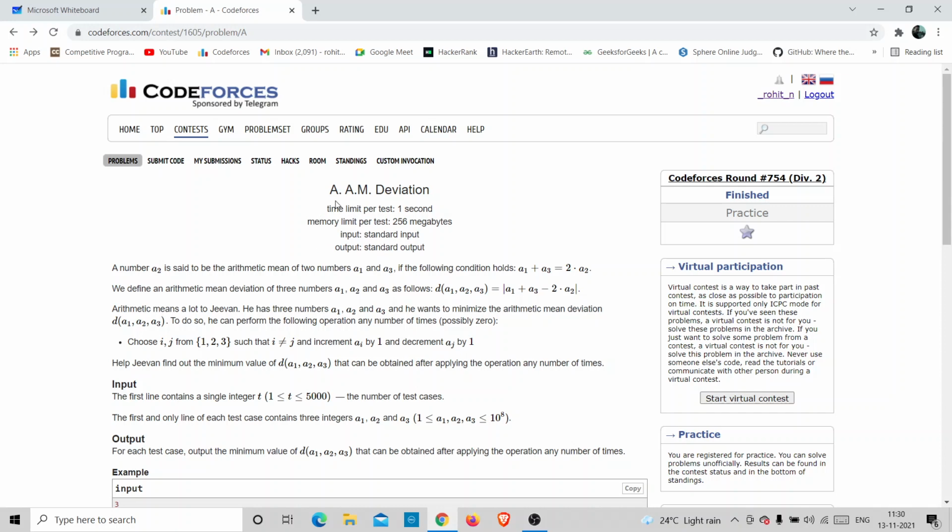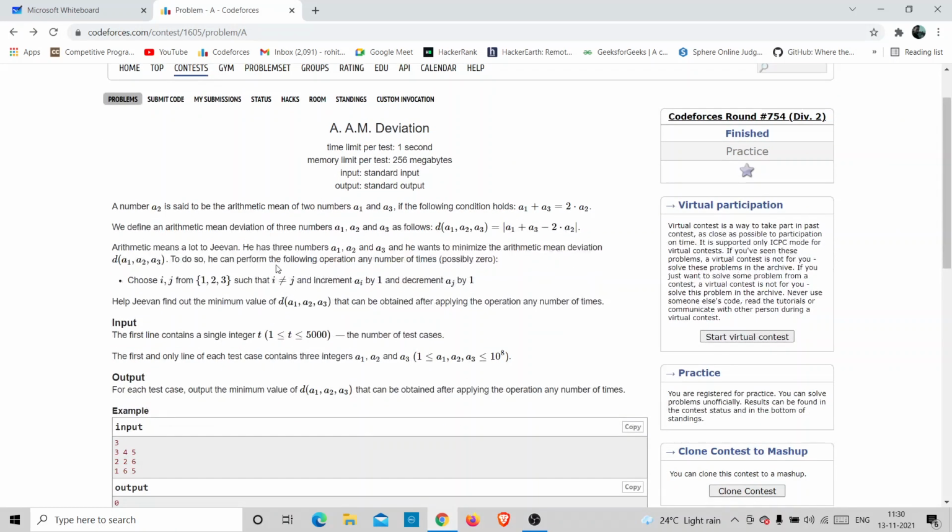First question, that is AM deviation. So first we'll read the question, then we'll see how to approach it, and then we'll see the solution that I've written.